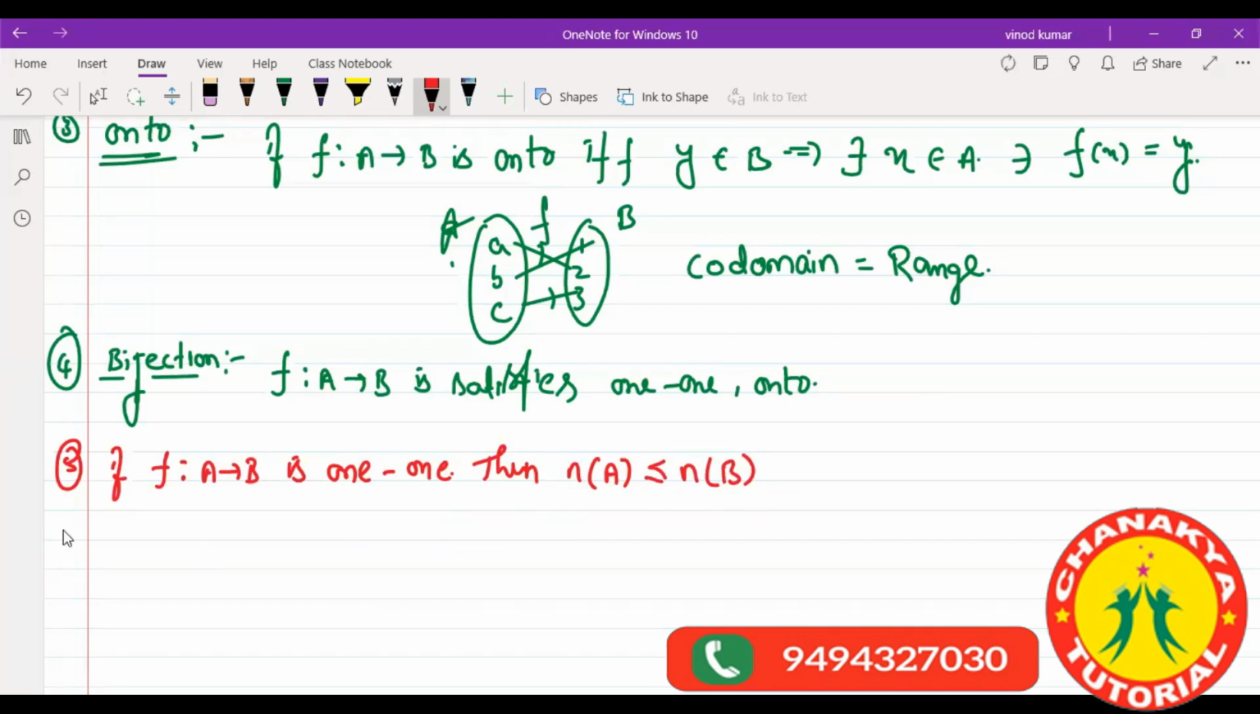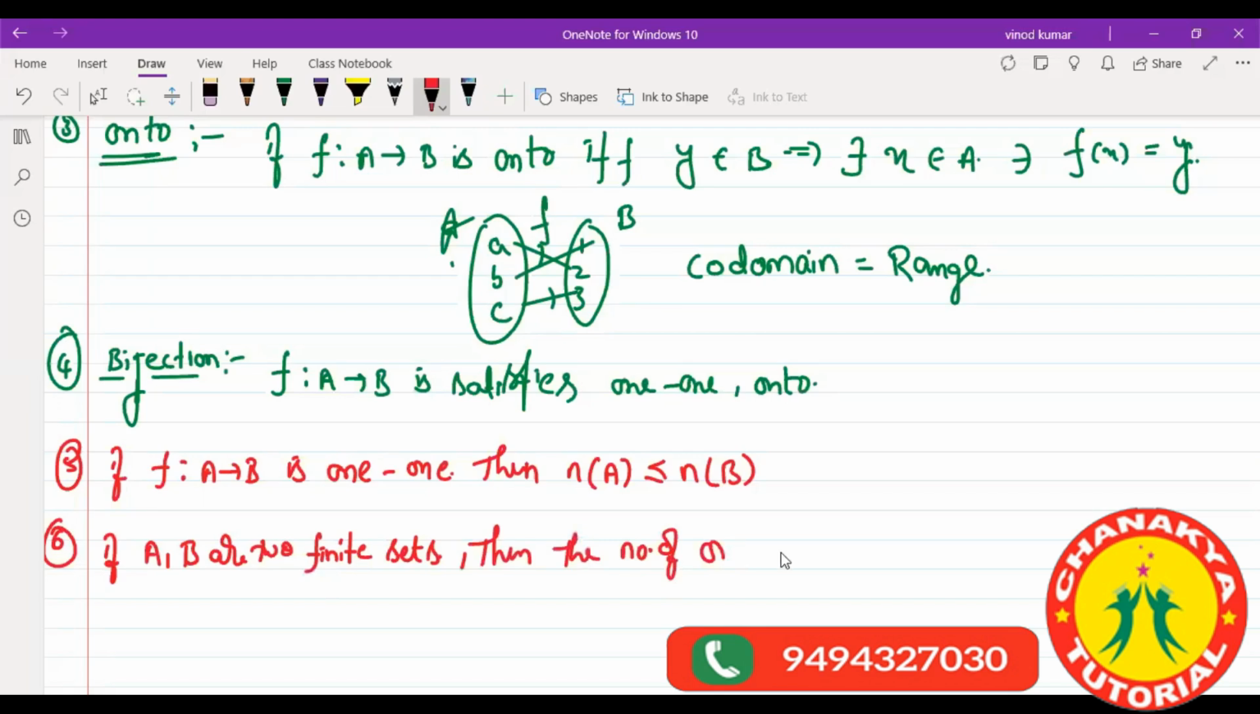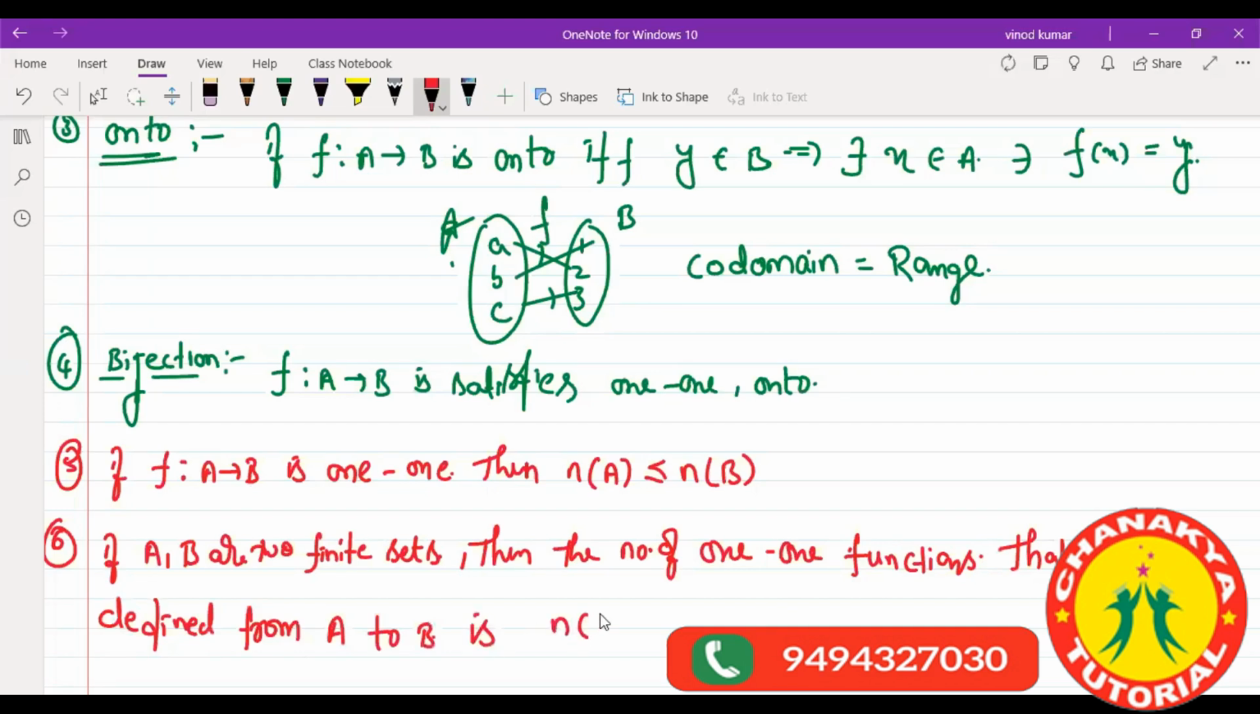And if A and B are two finite sets, then the number of one-one functions that can be defined from A to B is n of B P n of A. This is the formula for the number of one-one functions from A to B.